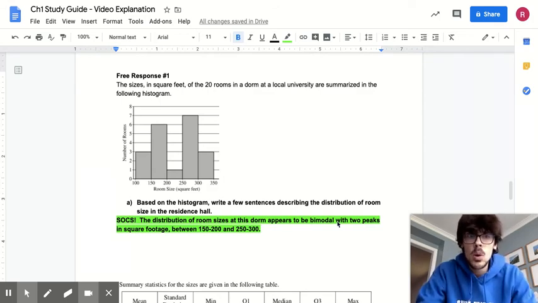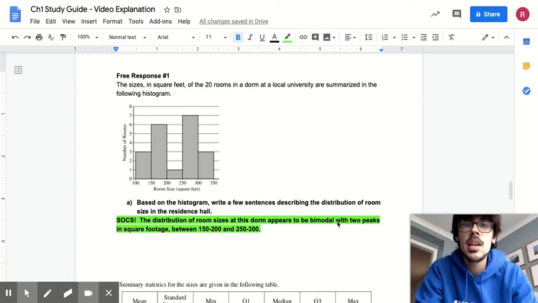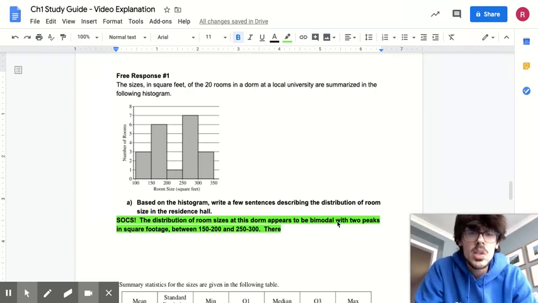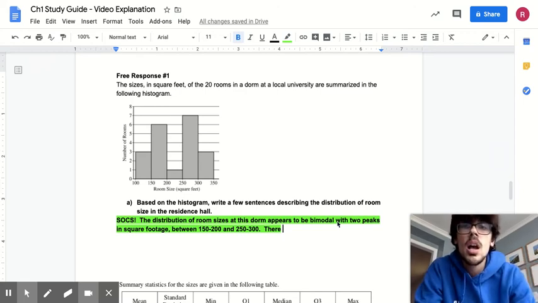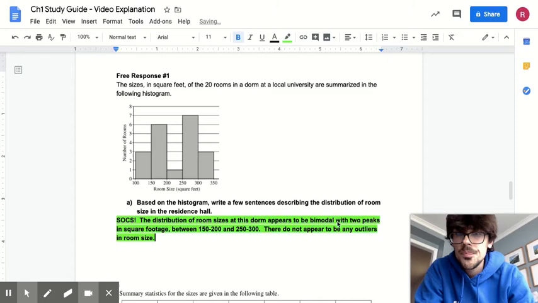Next up is outliers. There do not appear to be any outliers. There are no points far off by themselves. It's hard to tell with a histogram sometimes. You just kind of use common sense. If this was a box plot, we could see the little dots on the edges. I'll just say there do not appear to be any outliers in room size.